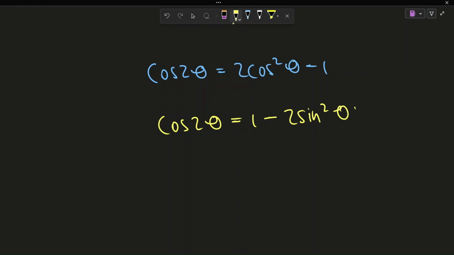And that's it for all your identities. These are basically all the things you're going to be using to solve your trigonometric equations, and we'll go over those in the next video.